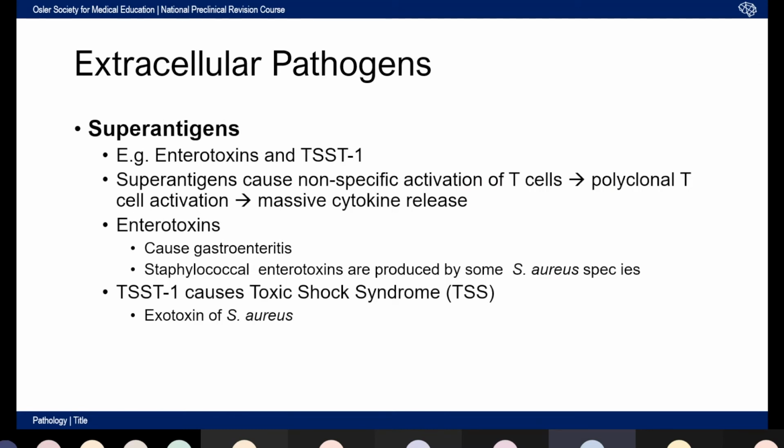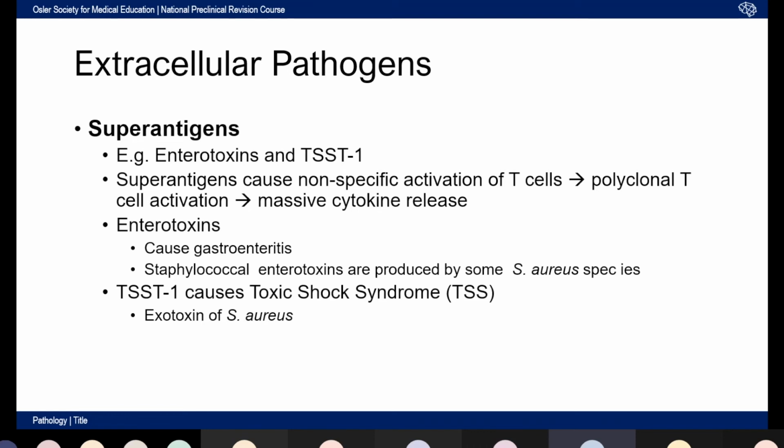Superantigens cause non-specific activation of T cells. So normally T cells, of course, would need a specific antigen to be activated, but this isn't the case for superantigens. They can just activate the T cell. So this leads to polyclonal T cell activation, and far more T cells than usual are activated, and this leads to massive cytokine release. Although the aim, of course, of this cytokine release is to kill the bacteria and protect the host, the huge amount of them causes damage to the host tissues and cells, causing symptoms of infection.